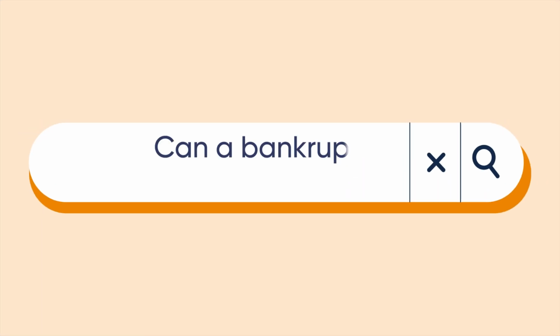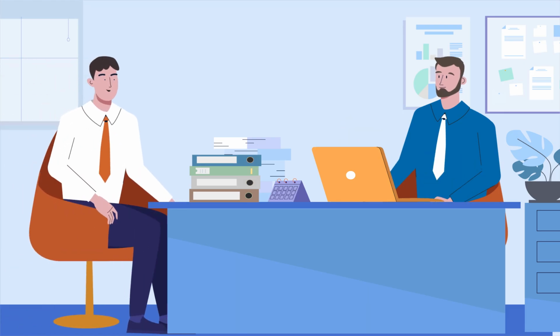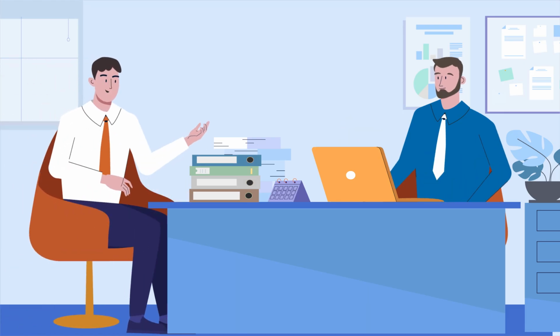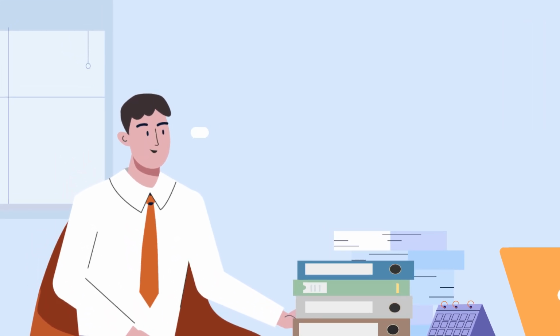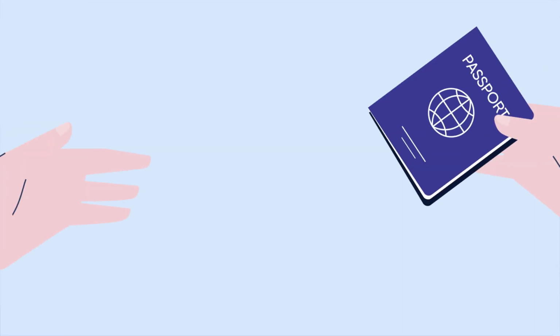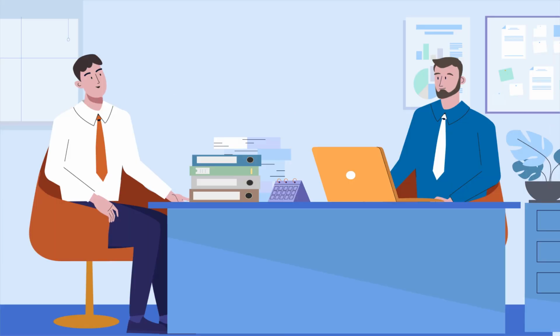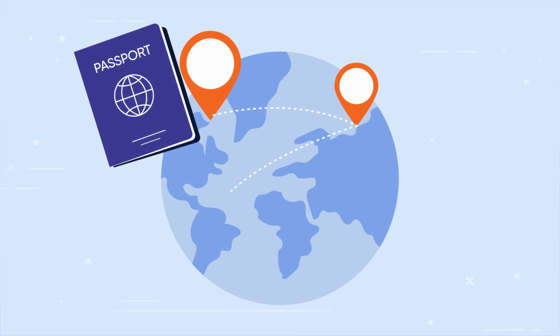Can a bankrupt travel overseas? When a bankruptcy trustee is appointed over a bankrupt estate, the bankruptcy trustee will normally request that the bankrupt surrender their passport to the bankruptcy trustee's office. During the bankruptcy, the bankrupt can make an application to the bankruptcy trustee to travel overseas and return their passport. The bankruptcy trustee has discretion to allow the bankrupt to travel if they are satisfied that the bankrupt is meeting their obligations in the estate.